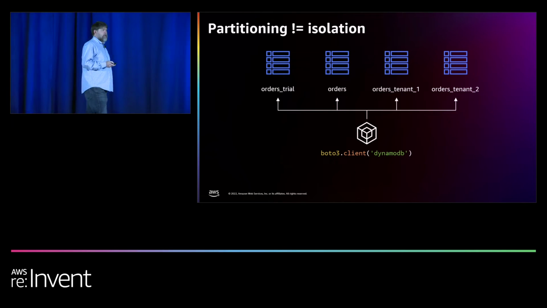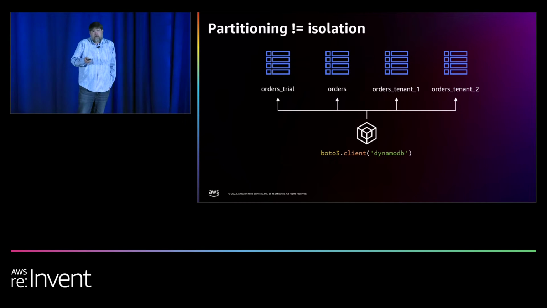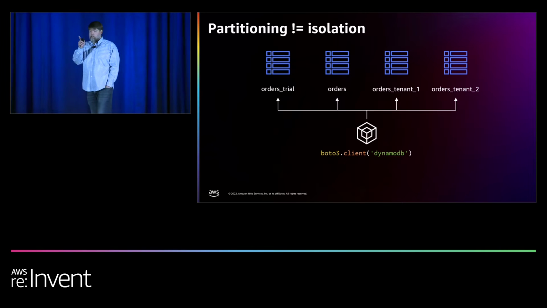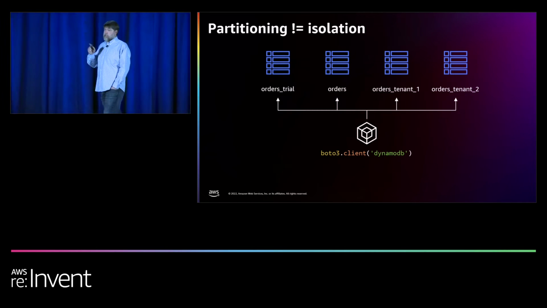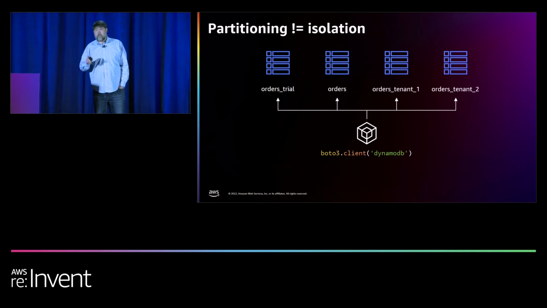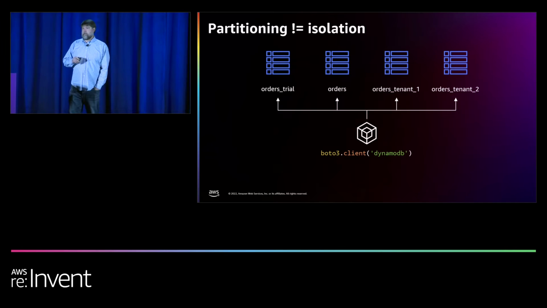And so that SDK client is going to have access to all of these tables. So they're not really isolated. They're partitioned, but there's nothing preventing me from accessing something that I shouldn't be accessing in the context of an incoming request. So how can we fix this problem?